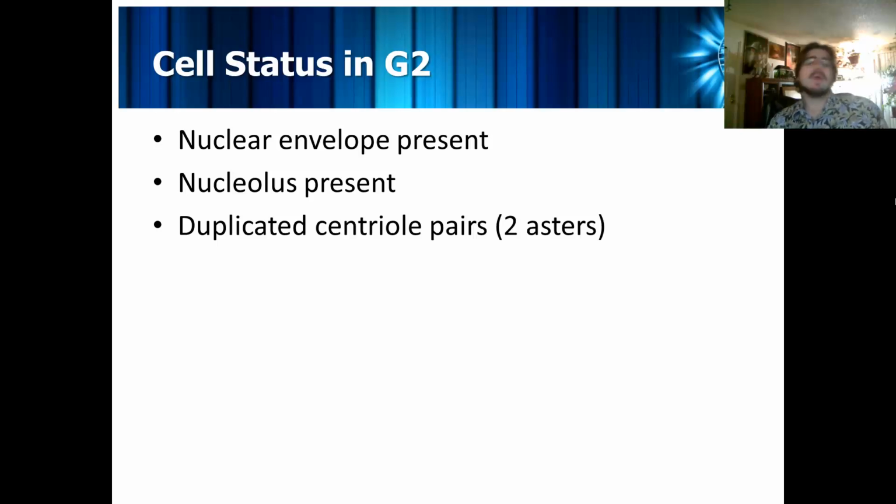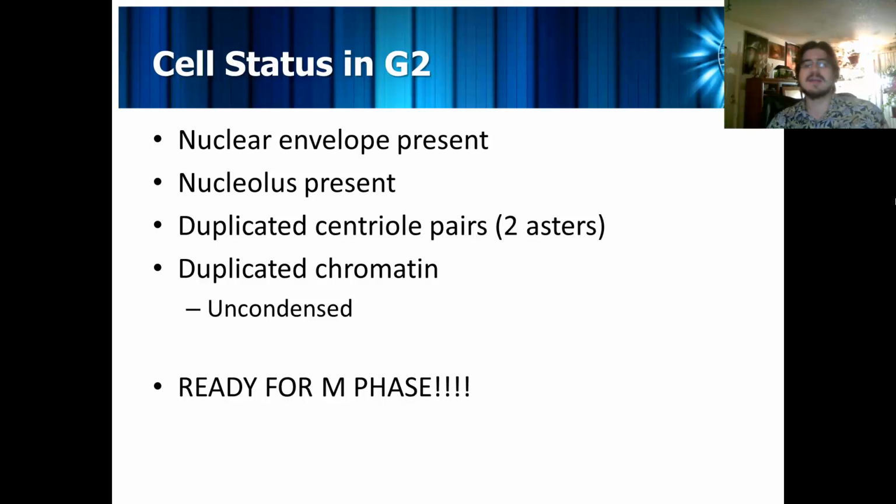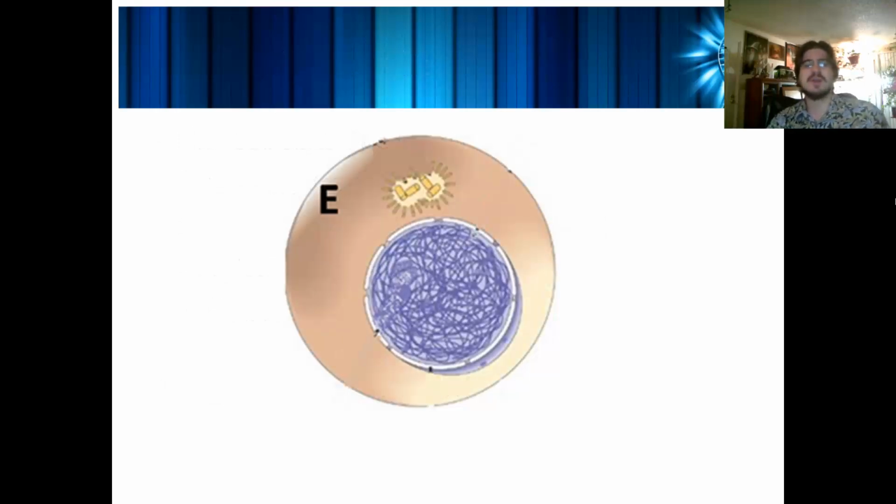In G2, we have, count them, two asters. We also have, like I said earlier, double our DNA. We have duplicated our chromatin. It's uncondensed and it's identical. And now this cell is ready for mitosis. So here's a picture of a cell in G2. We have an intact nuclear envelope. We have all this chromatin here. I have a nucleolus over here. And we have two asters. So, bam. Know that.